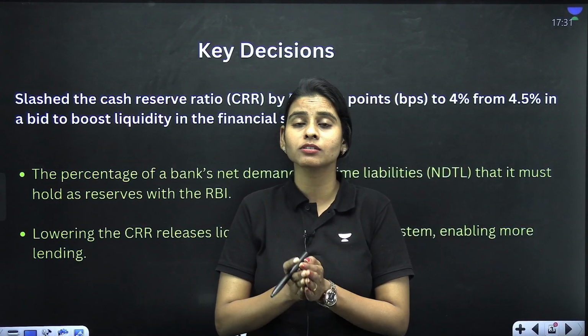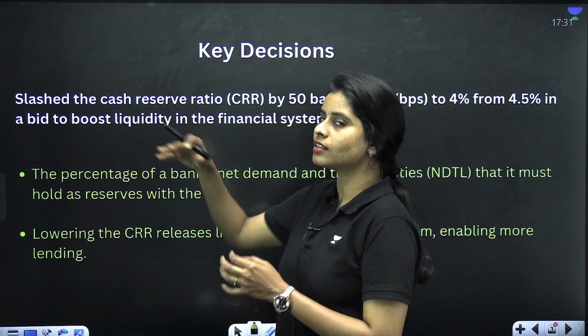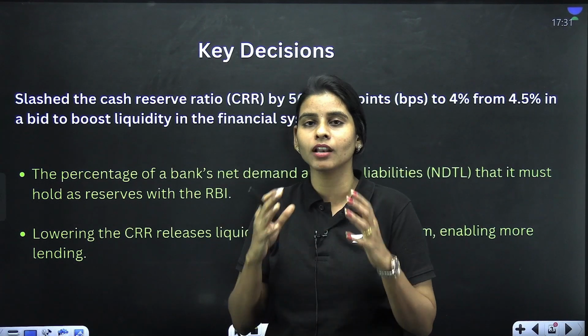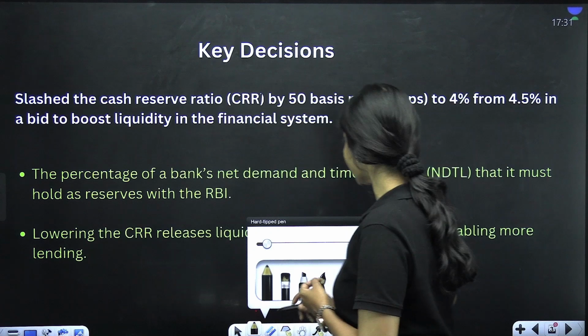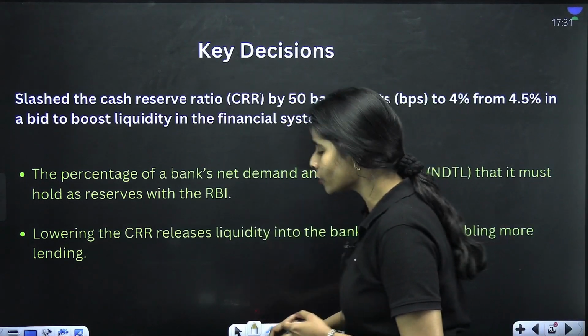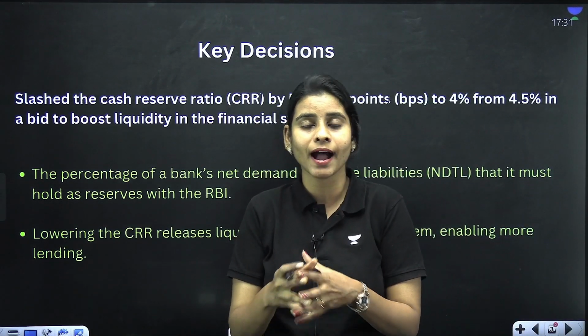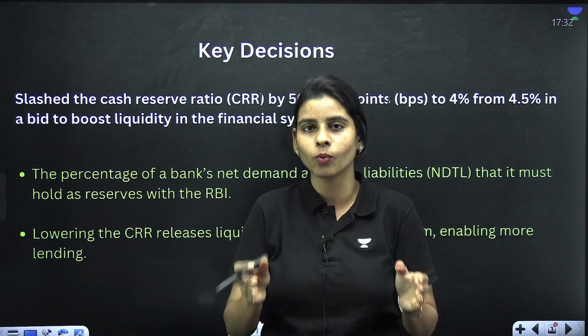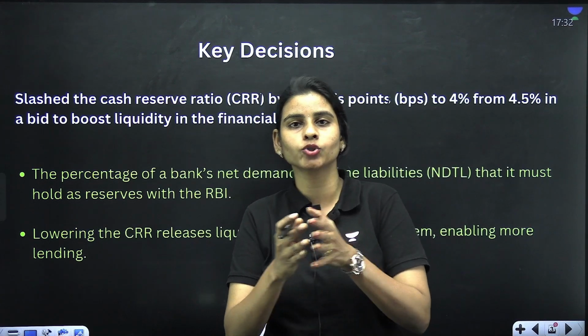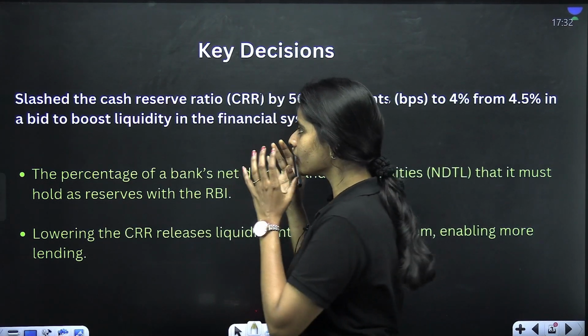The key decisions made include reducing the cash reserve ratio after a long period of time by 50 basis points. This is something which is actually going to significantly impact the liquidity in the market, whereby the banks will now have extra money to inject into the system. So why is it so?